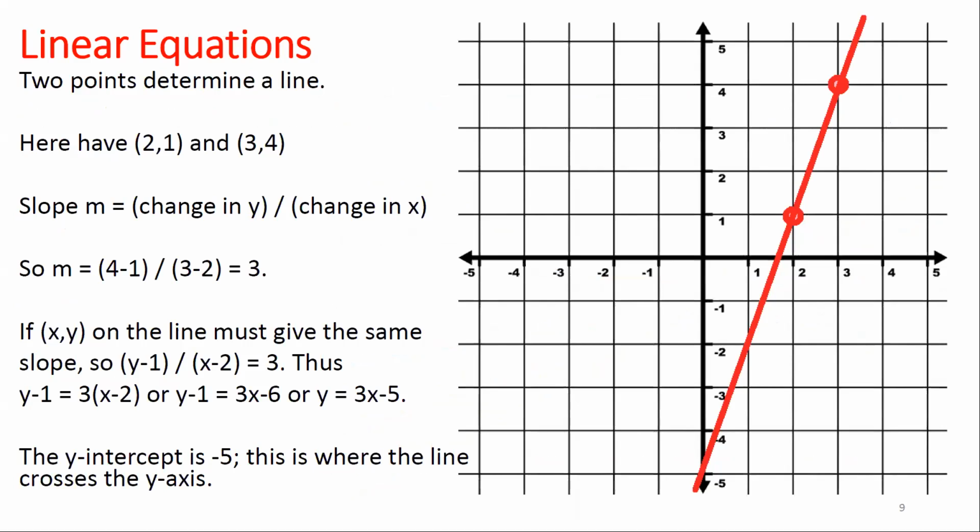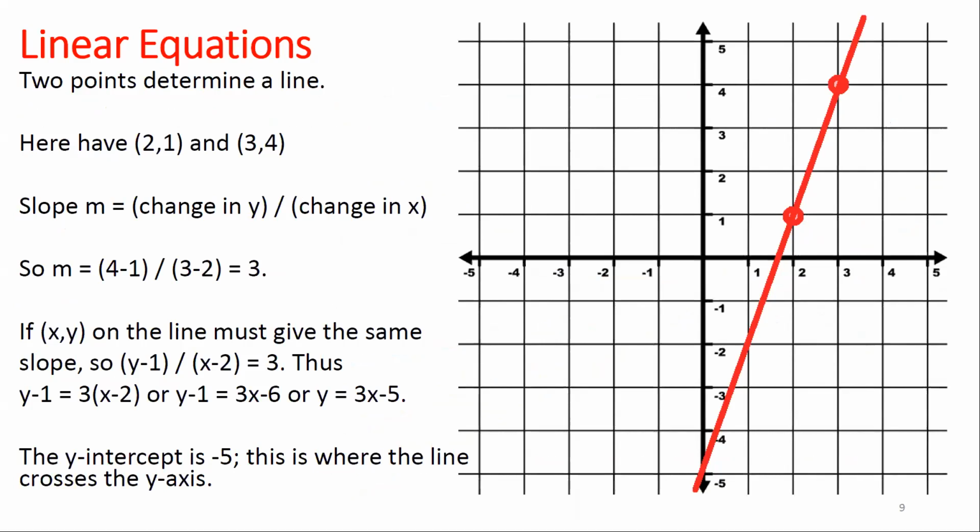So 2 points. Here we have the point 2, 1 and the point 3, 4. So what is the slope? 3. It's the change in y divided by the change in x. So if we go over 1 unit for x, that's 3 minus 2. We go up 3 units for y, that's 4 minus 1. And so we get a slope of 3.